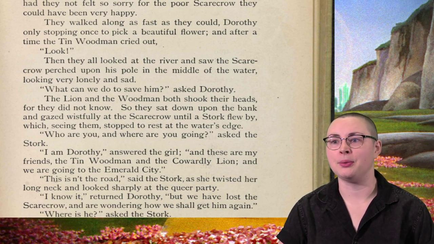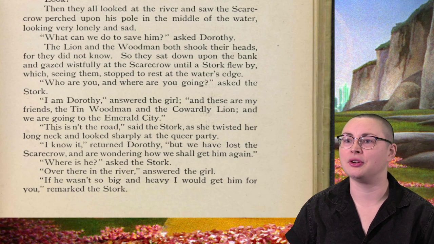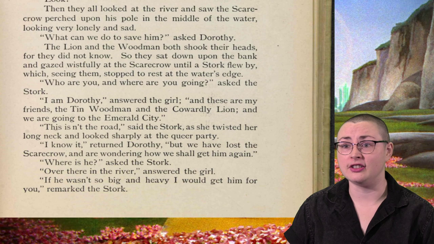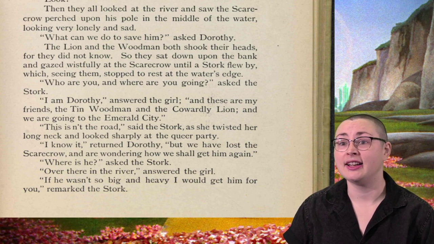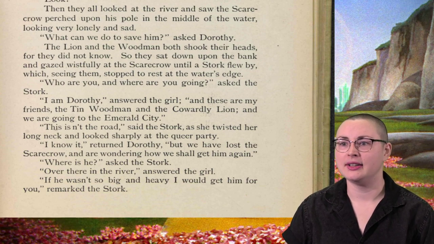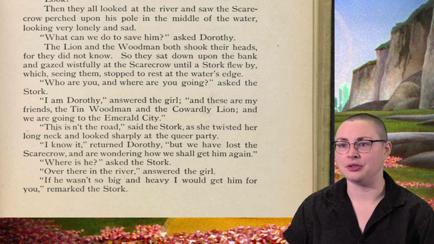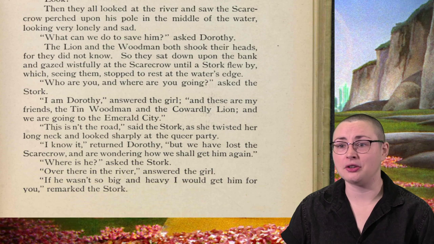"Who are you, and where are you going?" asked the stork. "I am Dorothy," answered the girl, "and these are my friends, the Tin Woodman and the Cowardly Lion, and we are going to the Emerald City." "This isn't the road," said the stork, as she twisted her long neck and looked sharply at the queer party. "I know it," returned Dorothy, "but we have lost the Scarecrow and are wondering how we shall get him again."